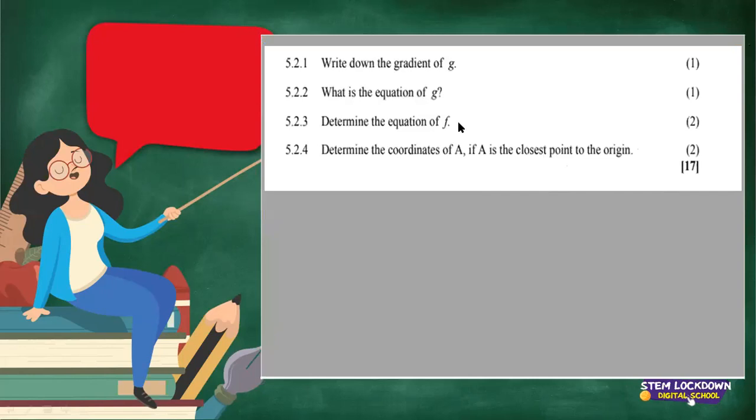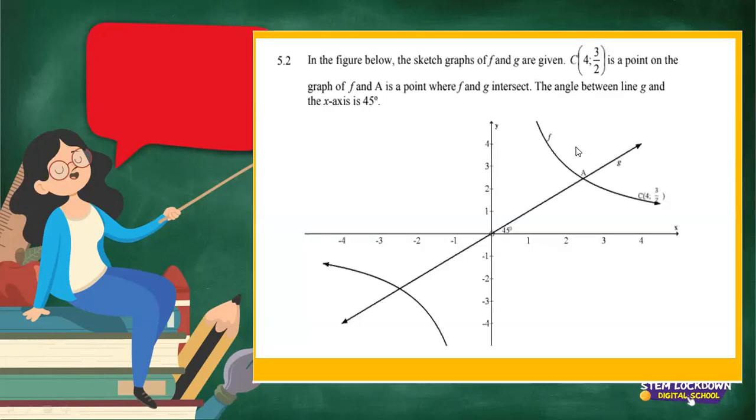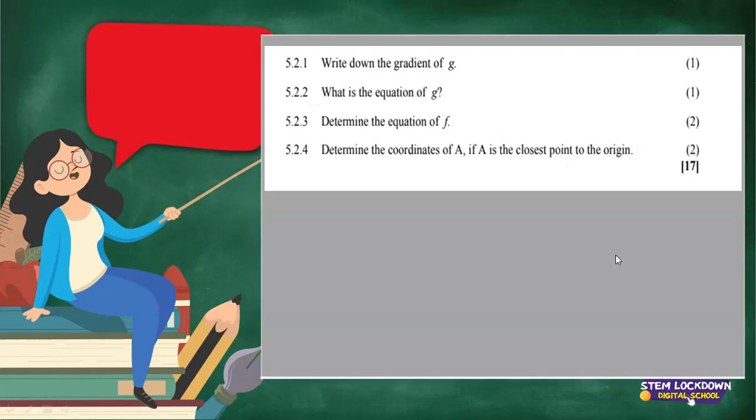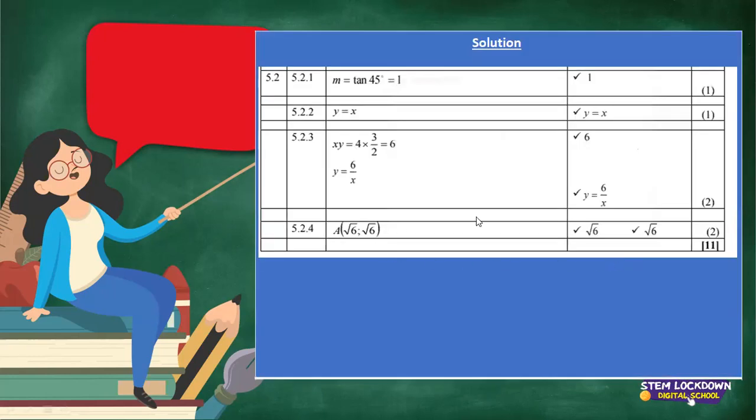And then determine the equation of f. How do you find the equation of f? This is a hyperbola. What is the equation of a hyperbola? Y equals a over p plus q, where p and q are your asymptote values, but I've already taught the asymptote values.